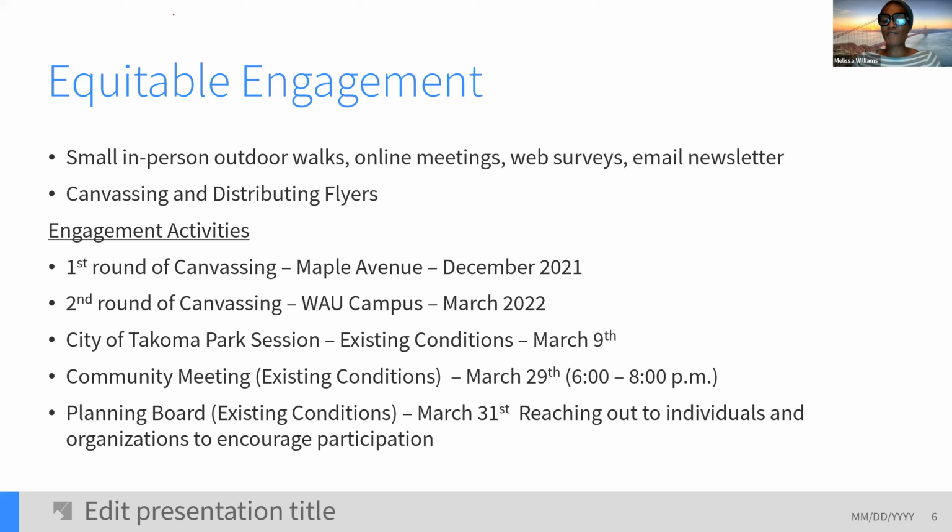And so all of that information, once again, is taken into account, and we look at it for what it is. We're looking at it in terms of what were the considerations of the people that were the users of the campus. And so right now, in terms of other engagement activities that we have occurring, we have the City of Tacoma Park session, which is an existing conditions presentation. That's going to happen on March 9th.